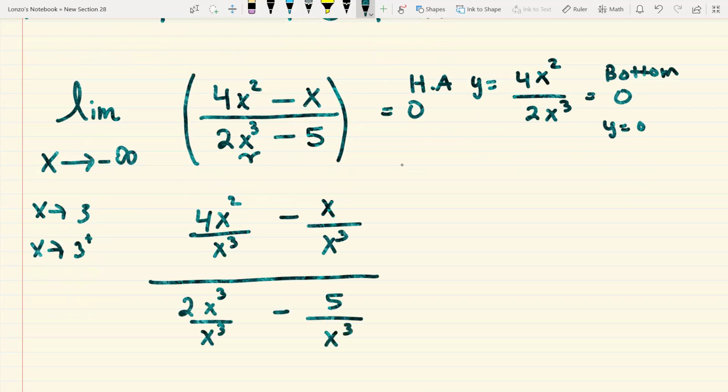Okay, so over here, what's 4x squared over x cubed? When you're dividing with the same base, you subtract the exponents. So 2 minus 3 is -1, so that would be 4 over x. Minus, what's x over x cubed? 1 minus 3 is -2, so that would be 1 over x squared.